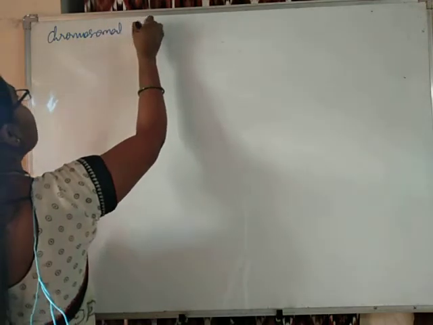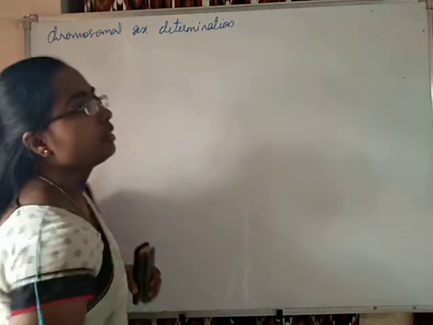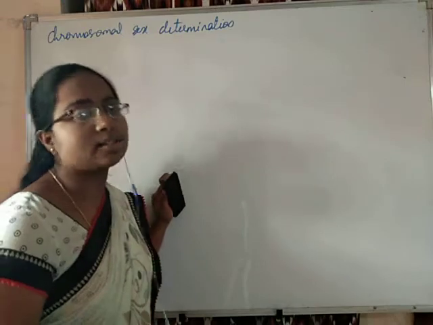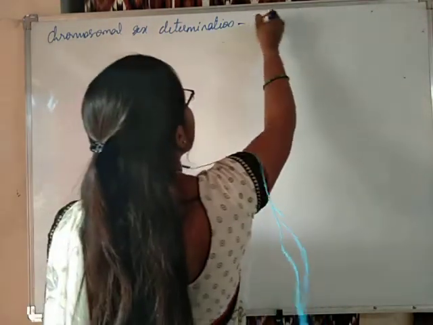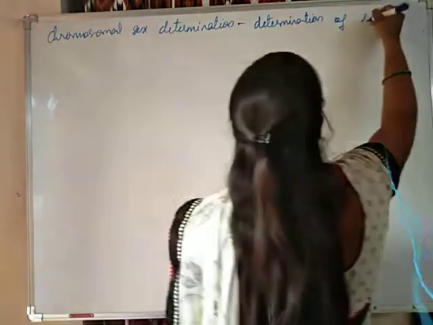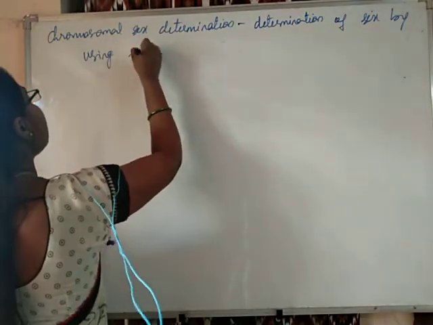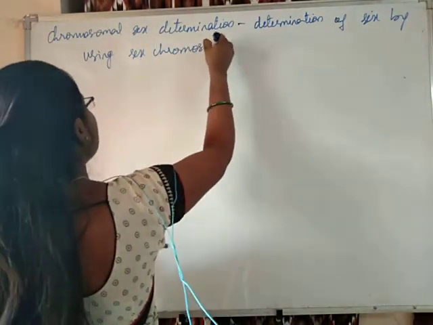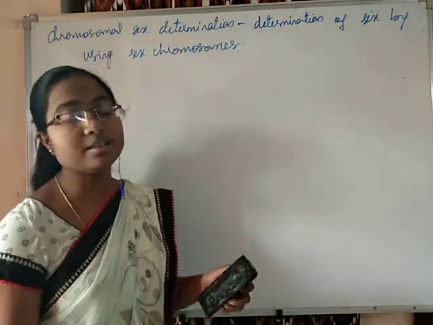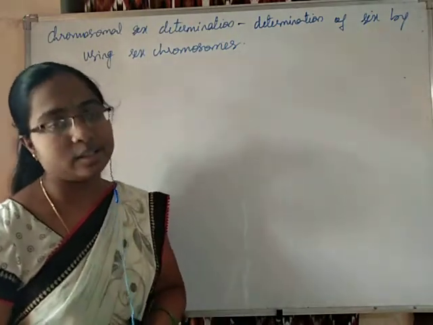Chromosomal sex determination is nothing but determination of the sex by the sex chromosomes. Determination of the sex by using sex chromosomes is called chromosomal sex determination. Okay. Chromosomal sex determination means determination of sex using the sex chromosomes.